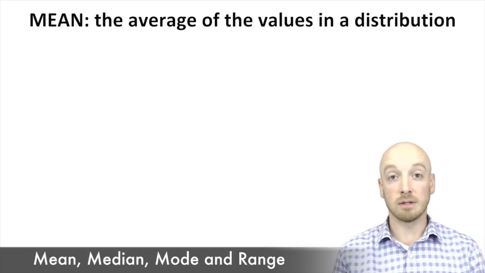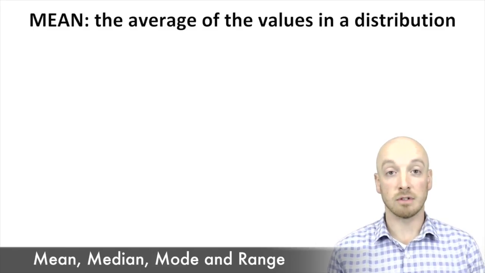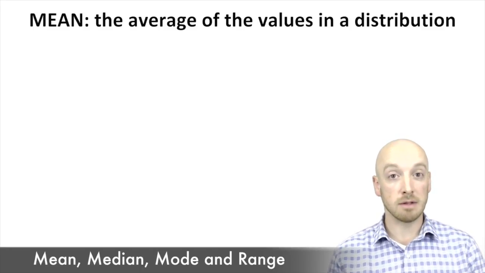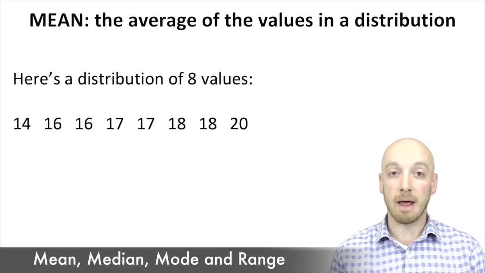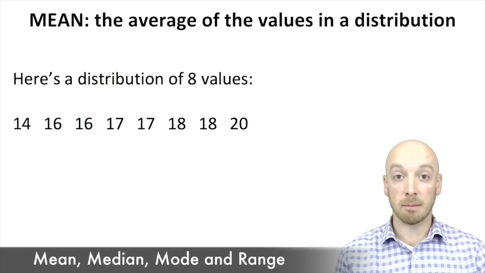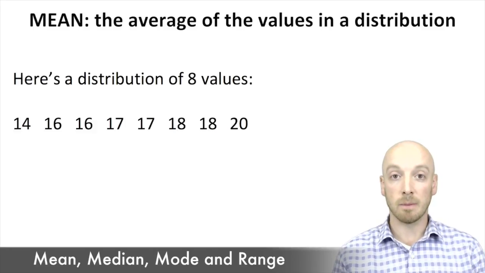So first up, we're going to talk about something called the mean of a distribution. Now, mean is just a different way to say the average of a set of values. To calculate the mean or the average, all we have to do is add up all the values in a distribution, find the total or the sum of all those values, and then divide that number by the number of values that we just added together, like in this example.